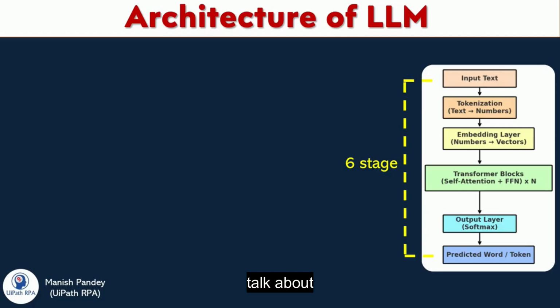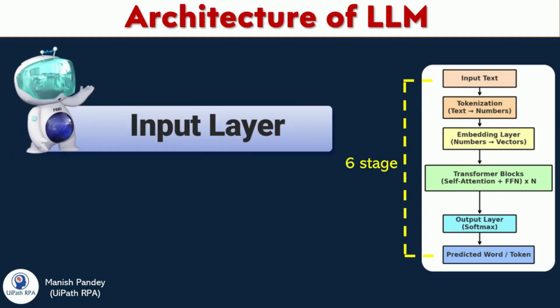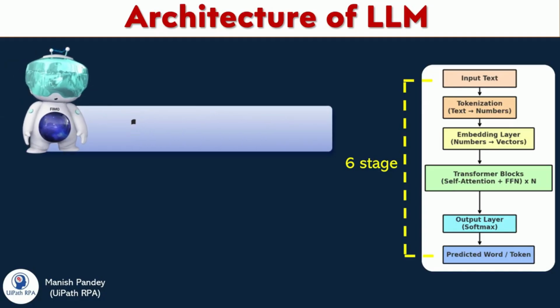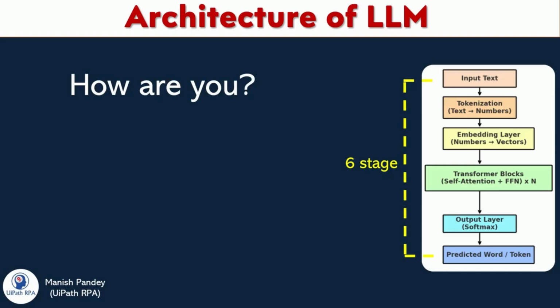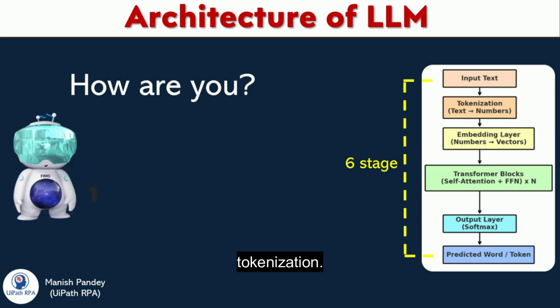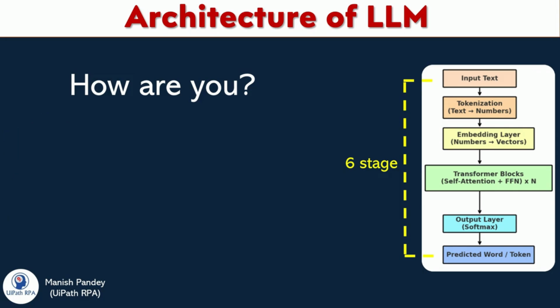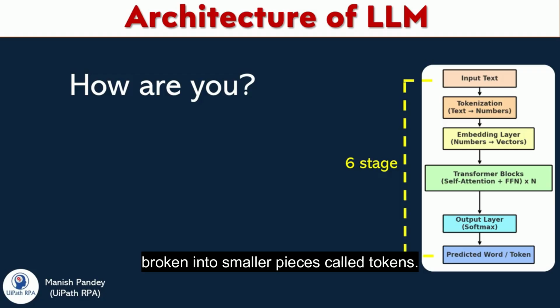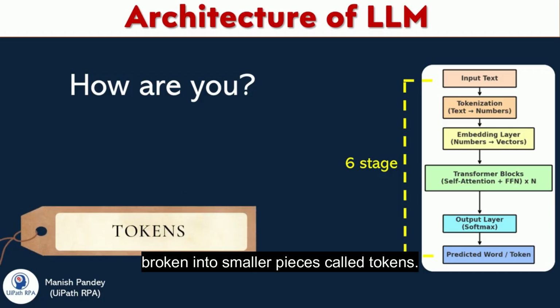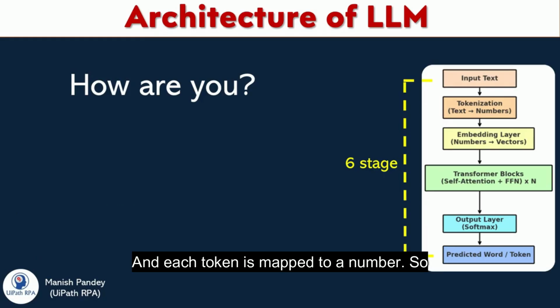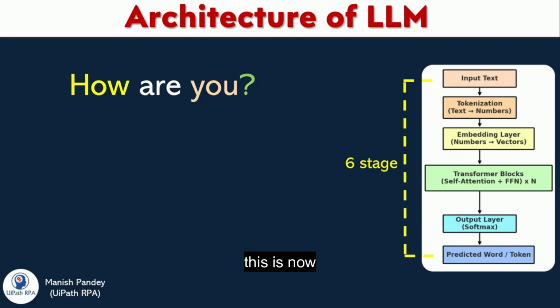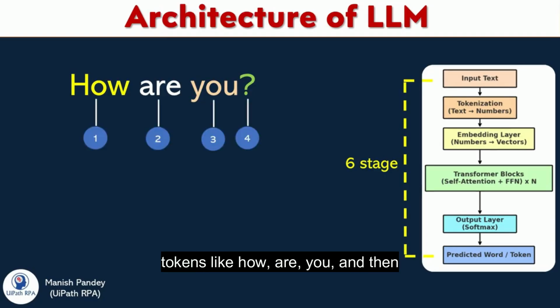Let's talk about all these stages one by one. First, the input layer. Let's take an example of ChatGPT. When you type "How are you?" into ChatGPT, it moves to the second layer called tokenization. In the tokenization layer, the text is broken into smaller pieces called tokens, and each token is mapped to a number. So this is now broken into four tokens: how, are, you, and then the question mark.